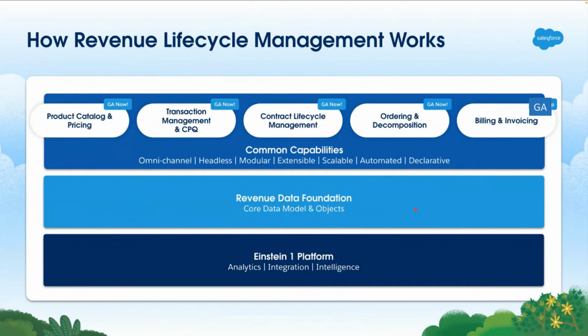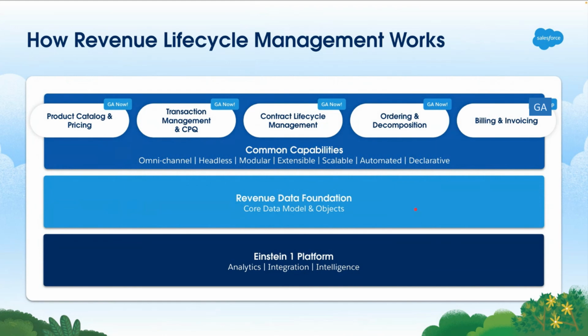How revenue lifecycle management works. Einstein One platform is the Salesforce platform. It has built-in analytics, integration, data intelligence, and business intelligence, all the capabilities required to build applications and run these in a multi-tenant cloud-based environment available on the Salesforce platform. The next layer we see is the revenue data foundation, the core data model and objects. This is where the data model, objects, definition of related objects, everything that is required to structure products, pricing, automation is built on this platform.